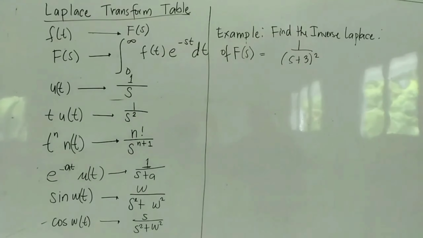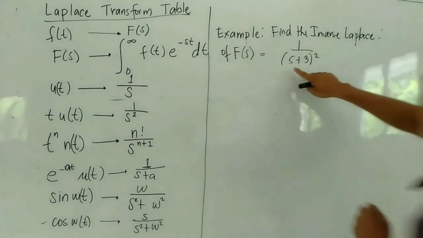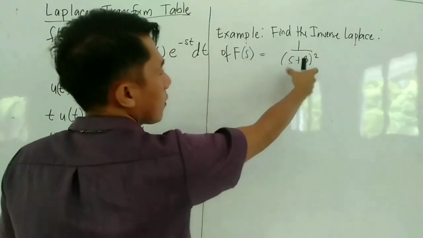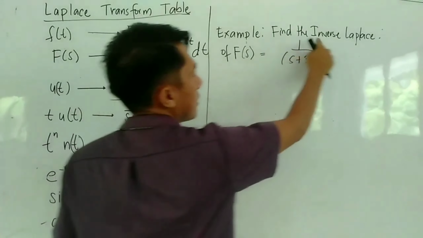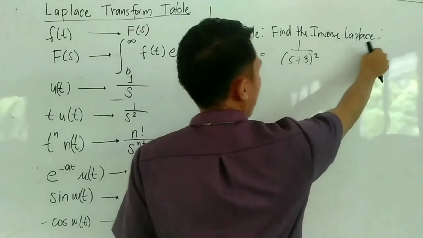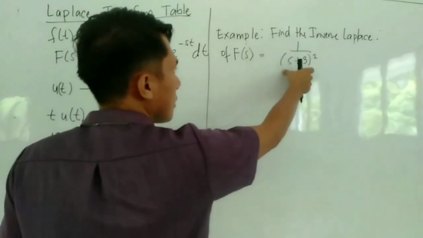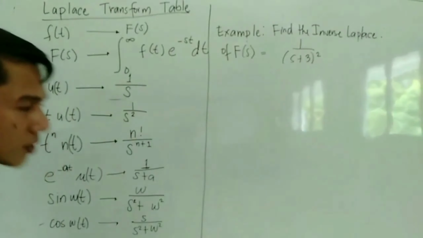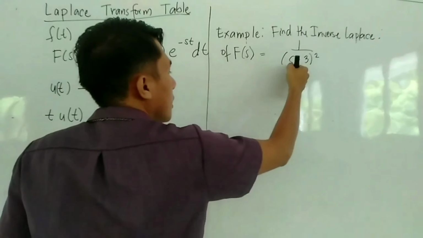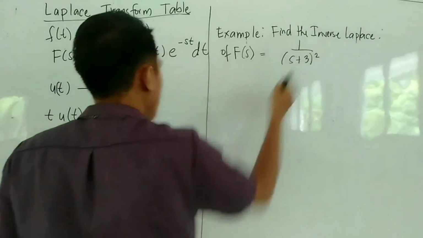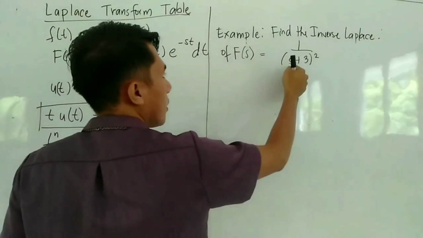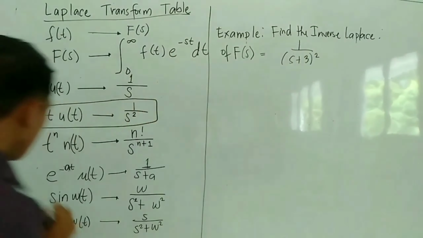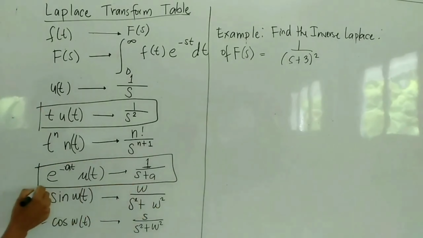Okay, so we have here an example. Find the inverse Laplace of F of s is equal to 1 over s plus 3 squared. So this given equation is in the form of a Laplace transform. What we are going to find is the inverse Laplace. Okay, 1 over s plus 3 squared is 1 over variable s squared, which is equivalent to this one, and 1 over s plus 3 is equivalent to this one.